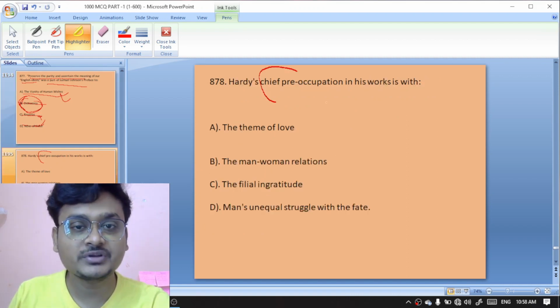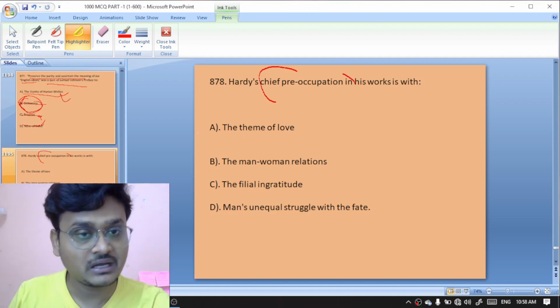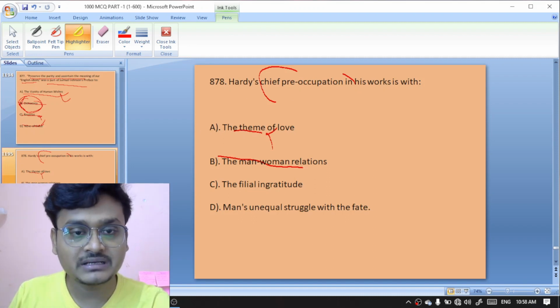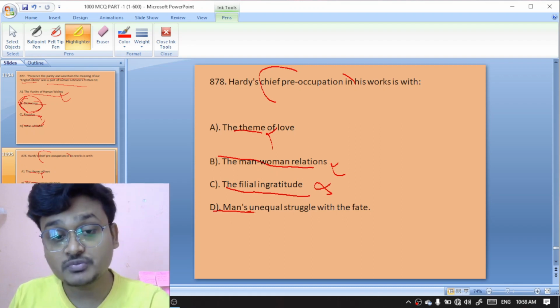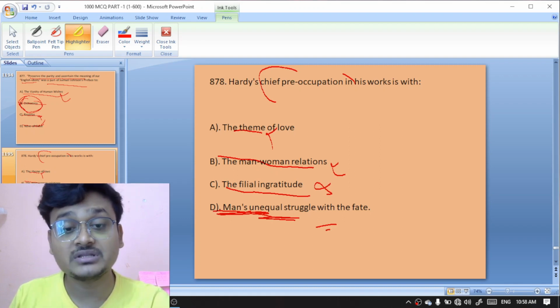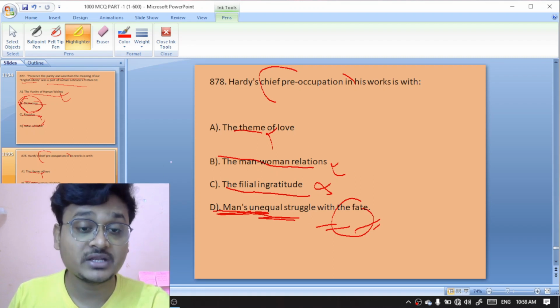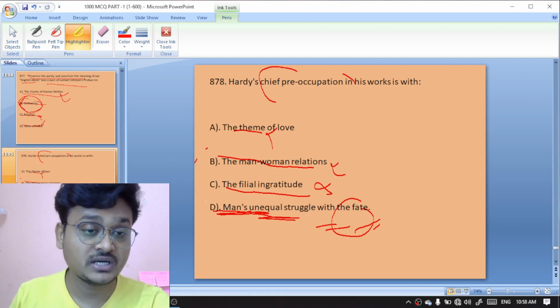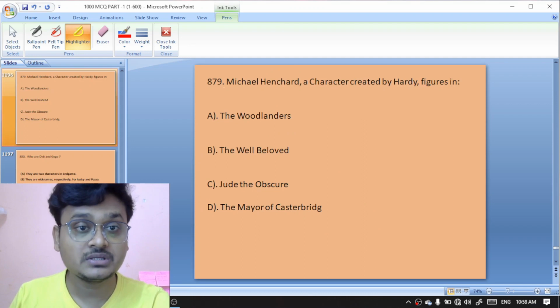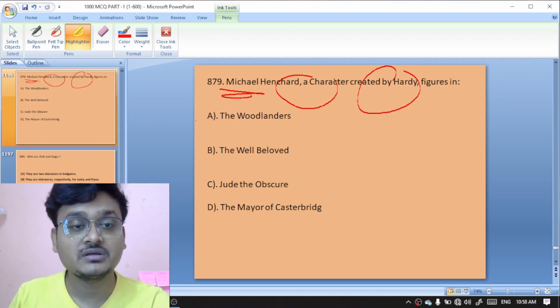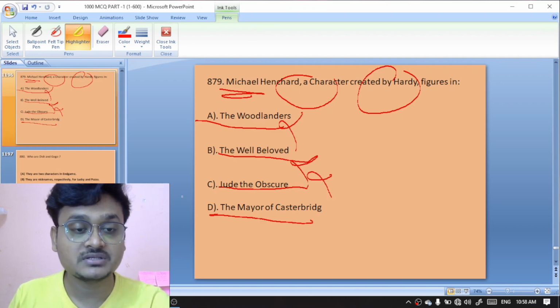Hardy's chief preoccupation in his works is with the theme of love, the man-woman relationship, the filial ingratitude, or man's unequal struggle with the fate. So man's unequal struggle with the fate deals with Hardy's novel. Next question. Michael Henchard, a character created by Hardy, figures in Woodlanders, Well Beloved, Jude the Obscure, the Mayor of Casterbridge. The Mayor of Casterbridge.